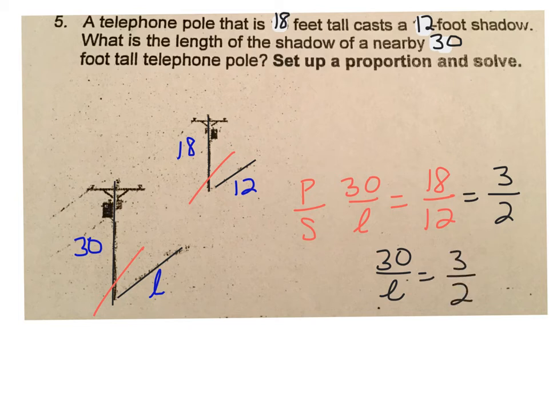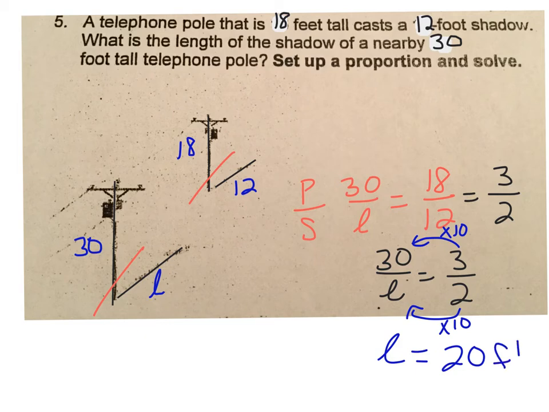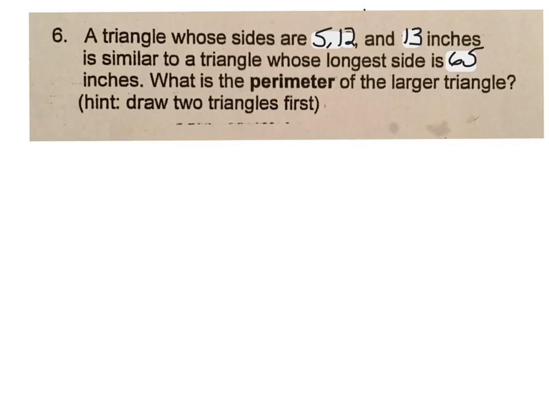And that's pretty obvious what your scale factor is. That's just times 10. So L equals 20. Now we need to identify 20 what? And everything is in feet. So it's 20 feet for that shadow. All right, let's read it.